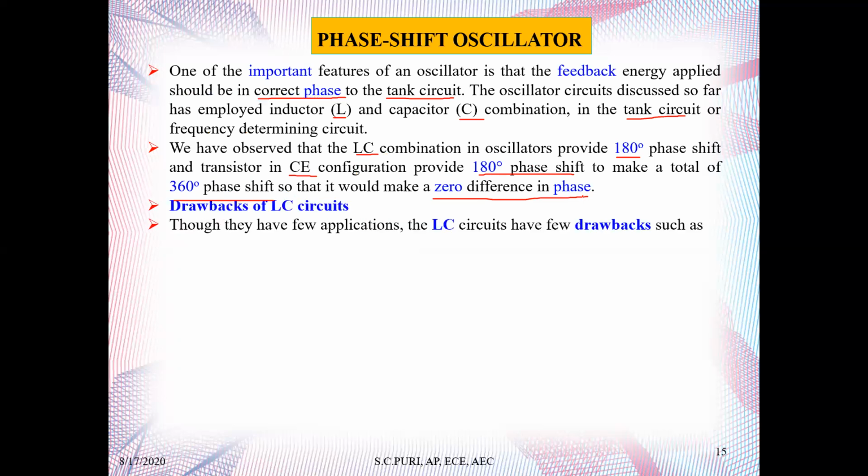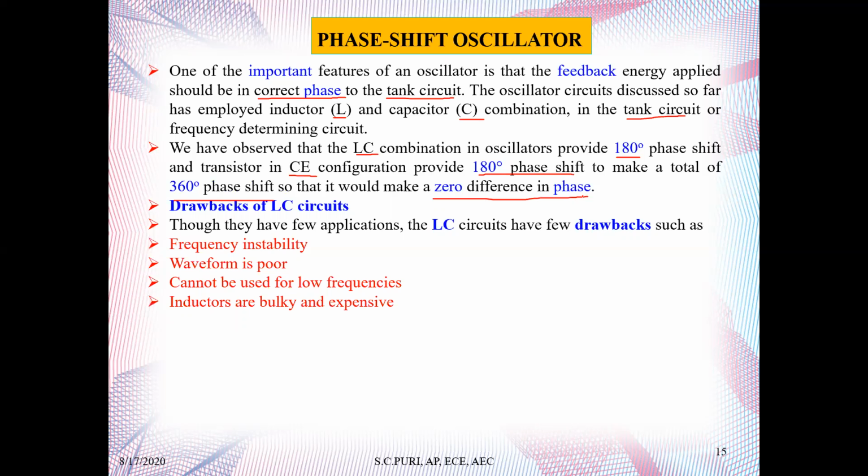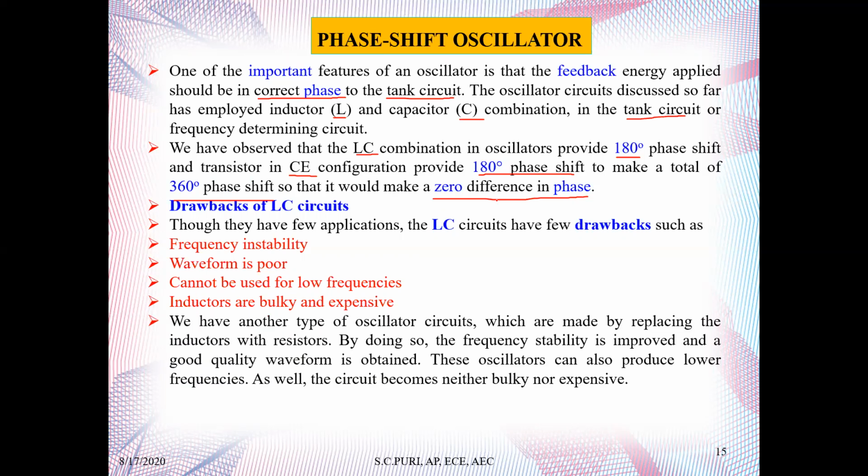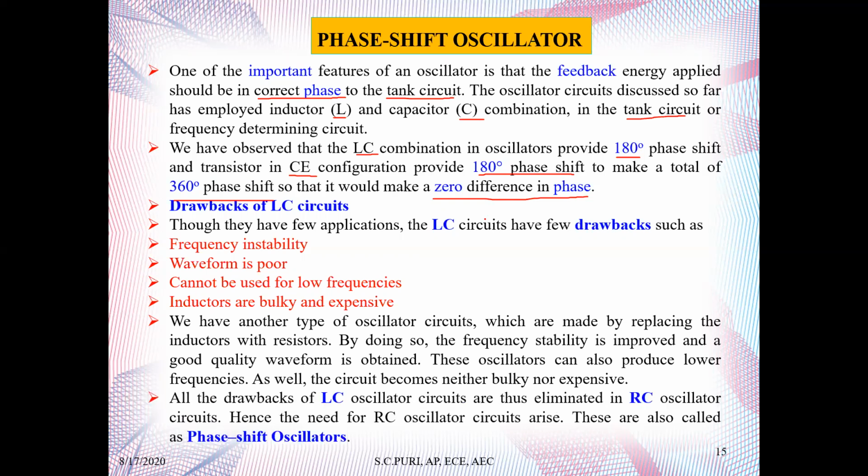Now the drawbacks of LC circuits. Though they have a few applications, LC circuits have drawbacks such as frequency instability, poor waveform, cannot be used for low frequency, and inductors are bulky and expensive. We have another type of oscillator circuit, made by replacing the inductors with resistors. By doing so, the frequency stability is improved and a good quality waveform is obtained. These oscillators can also produce lower frequencies. As well, the circuit becomes neither bulky nor expensive. All the drawbacks of LC oscillator circuits are thus eliminated in RC oscillator circuits. Hence, the need for RC oscillator circuits arises. These are called phase shift oscillators. Understood? So as you can see here, it's an RC oscillator circuit.